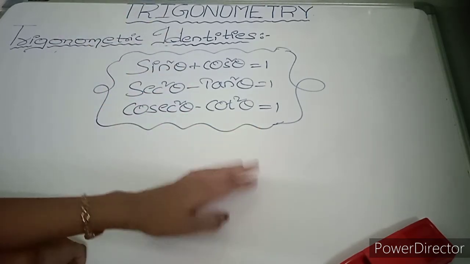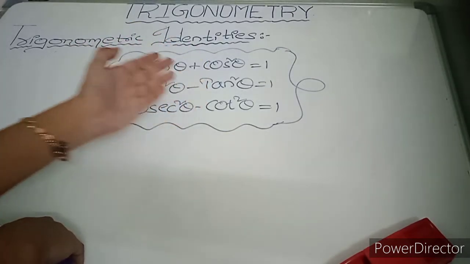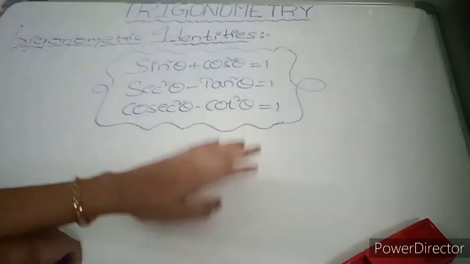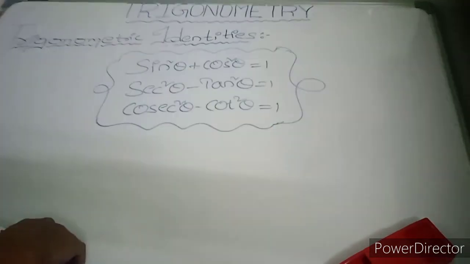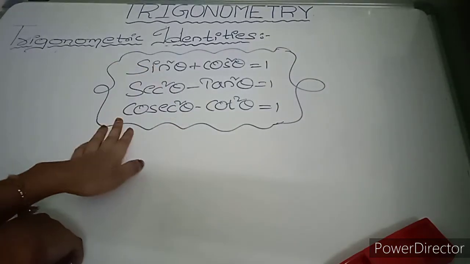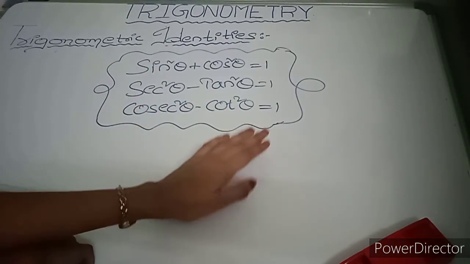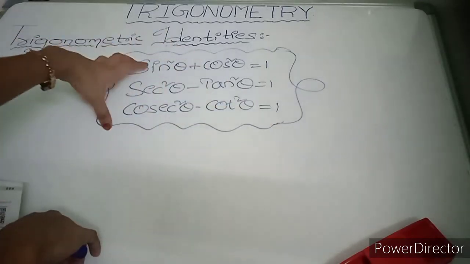This one is about sin and cos, next is secant and tan, and next one is cosecant and cot. Sin square plus cos square equal to 1. Secant square theta minus tan square theta is equal to 1. Cosecant square theta minus cot square theta equal to 1. So at first we need to remember these three identities.